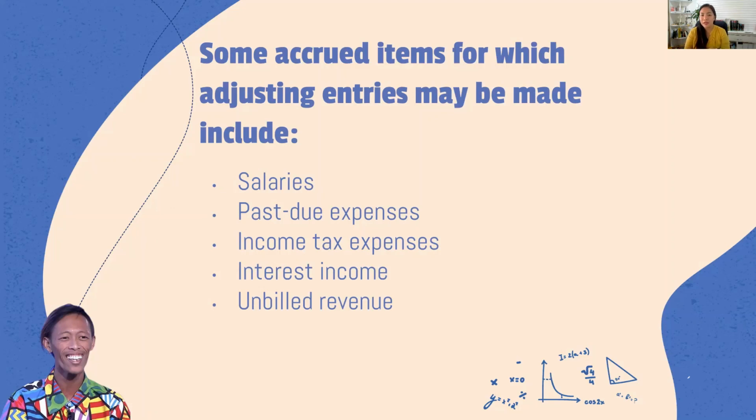How about income tax? The same thing. The tax is already incurred, but you haven't recorded it yet. Why? Because there's still no complete information for you to do the recording. The same as interest income and unbilled revenue.